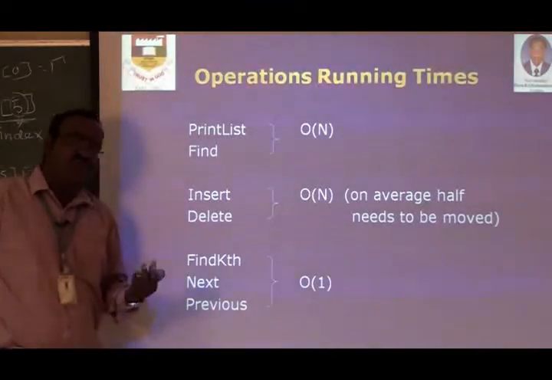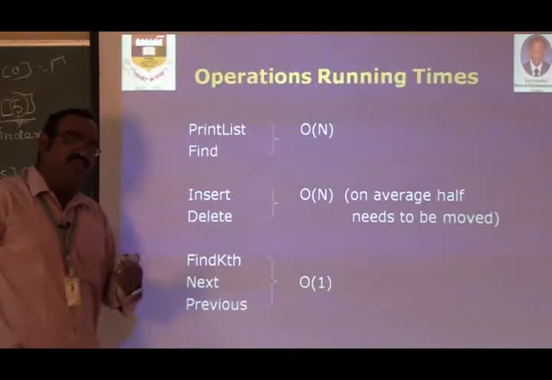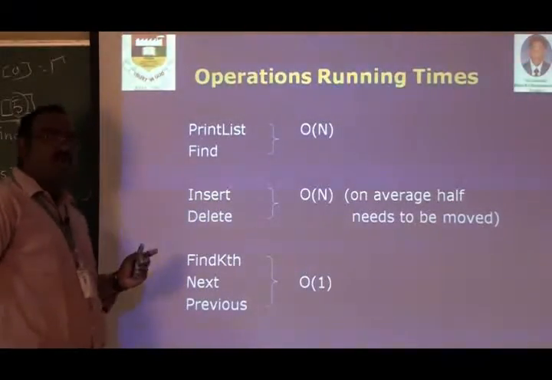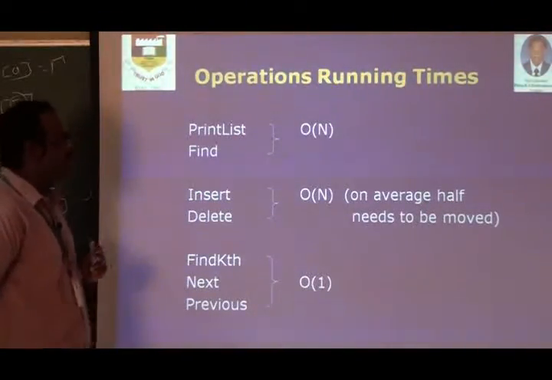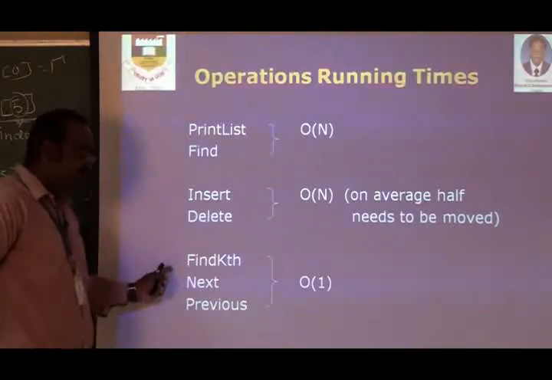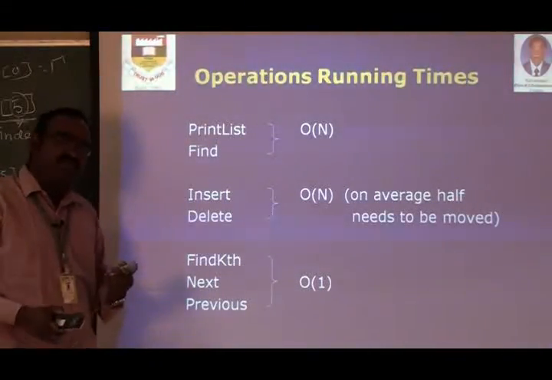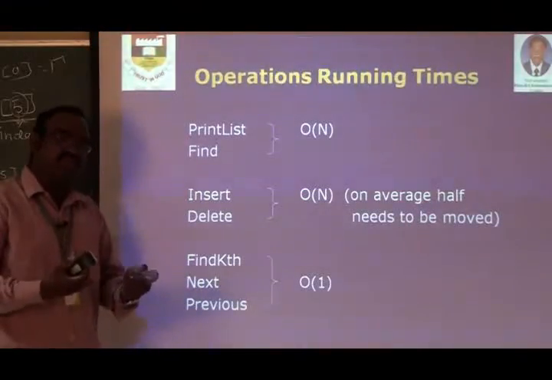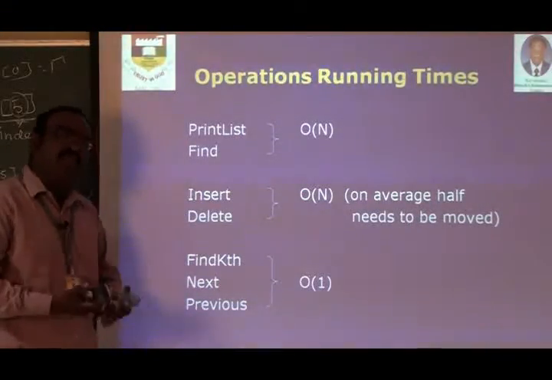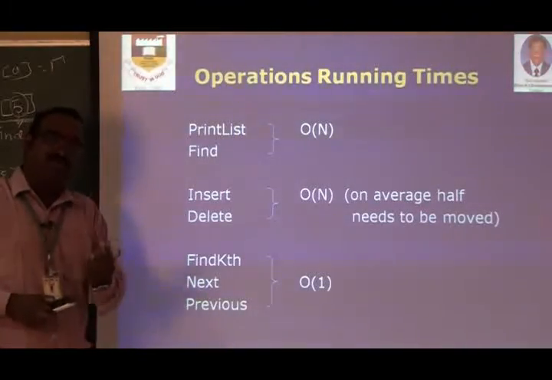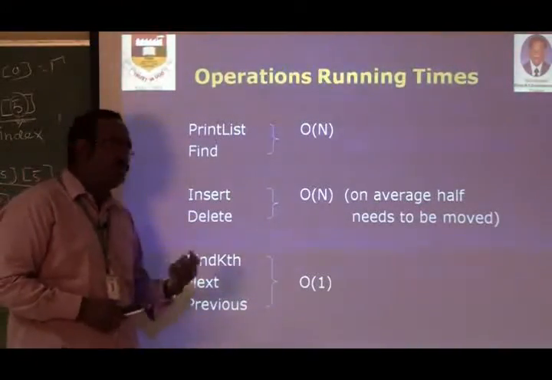Insert and delete are also O of n, because we start from the head and we are going to be inserting at the last and deleting in the middle. But finding the kth position, next and previous is a single operation. Finding the kth position, what happens? We can easily traverse to 3. We don't need to check any items in 1 and 2. To find the third position, we can traverse up to the third. So a single constant time is needed to move to the third position.